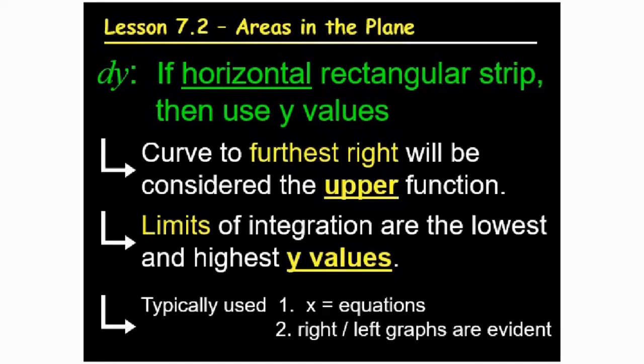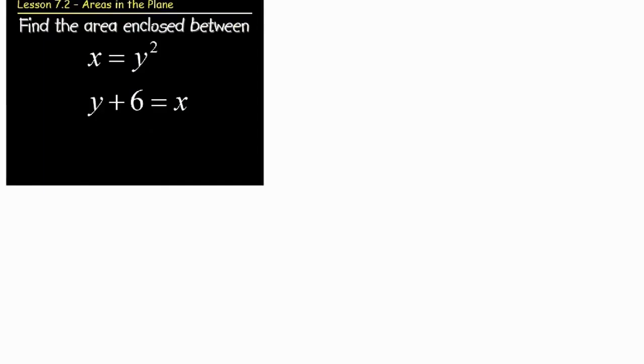I think you're going to see that there's a graph that is shown to the right. We're also going to want to get you to try to look for the y values. That's a little bit of a change in the way your brain looks at graphs. We're looking for the y values. And let's see how that works with x equals y squared and y plus 6 equals x.